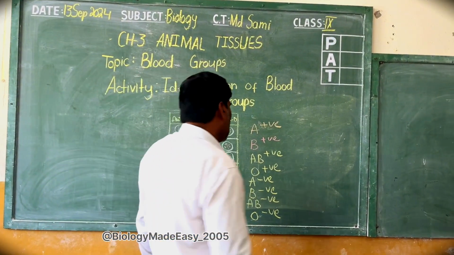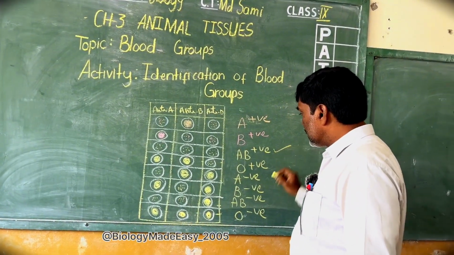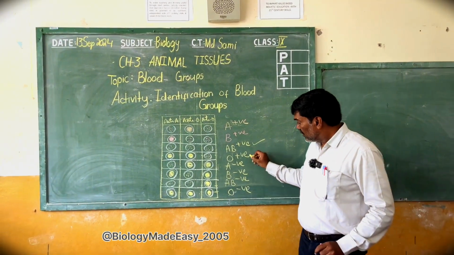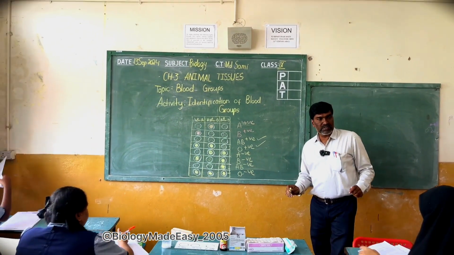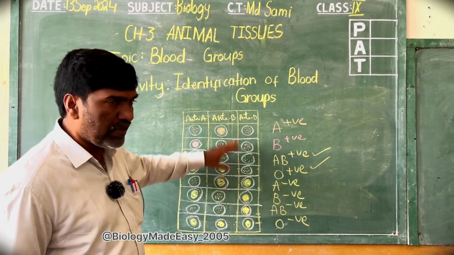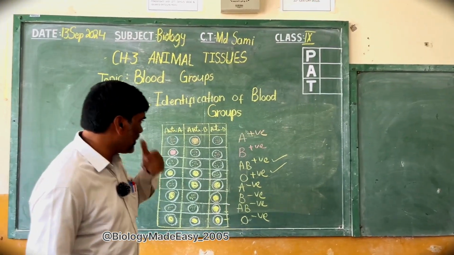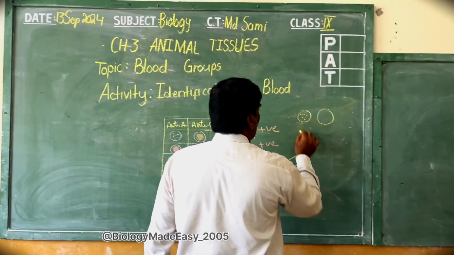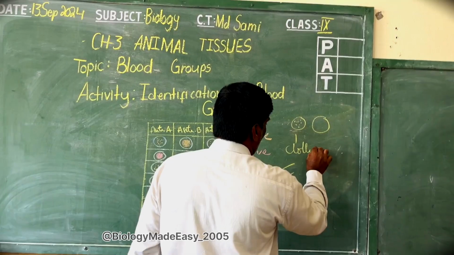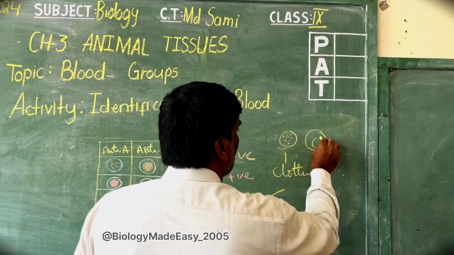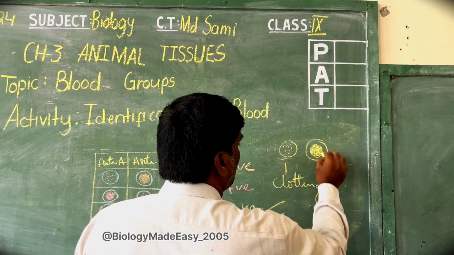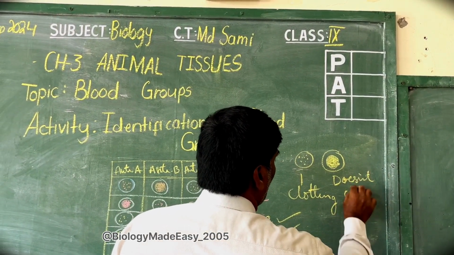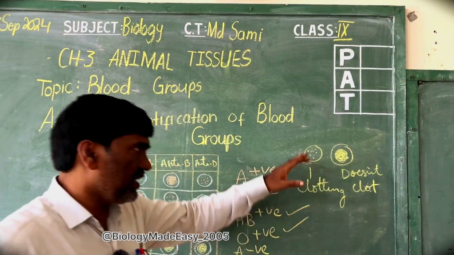In this, AB blood groups are called universal recipients, and the O group is called the universal donor. We can identify the blood group in this way by seeing the table. Very easily we can understand. So here you observe that this is clotting, no clotting, doesn't clot. So by this we can easily identify the blood groups.